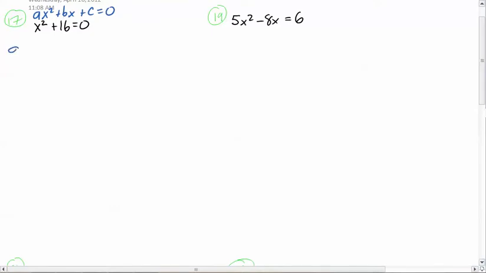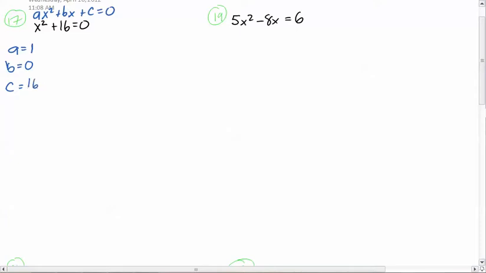Let's list down a. A is the number that's in front of the x squared, which just happens to be a 1. If it's not there, we understand it's a 1. All right, b is the number in front of just the x. Now in this case there's not one. The only number that could be then is 0. So we make b equal to 0. Next we got c. C is the constant that's all by itself, which is 16.